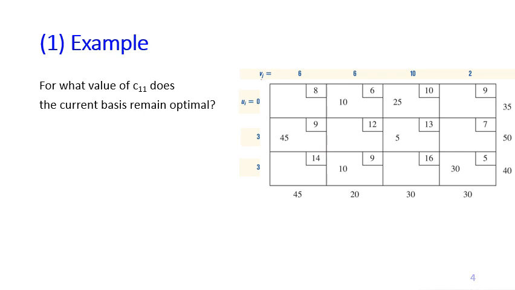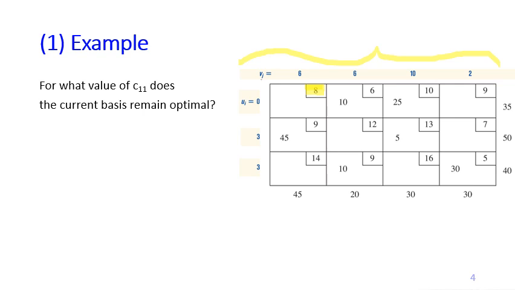So let's see an example here. In this example, we're going to change C11, which is currently $8. The question is, for what value of C11 does the current basis remain optimal? In other words, for what value of C11 does the solution here that we get remain optimal?